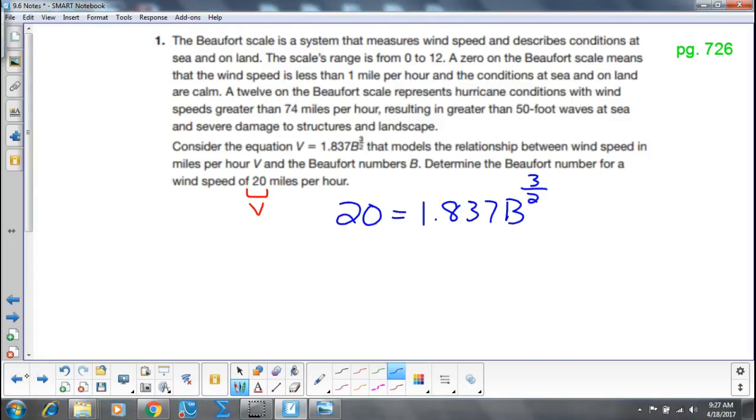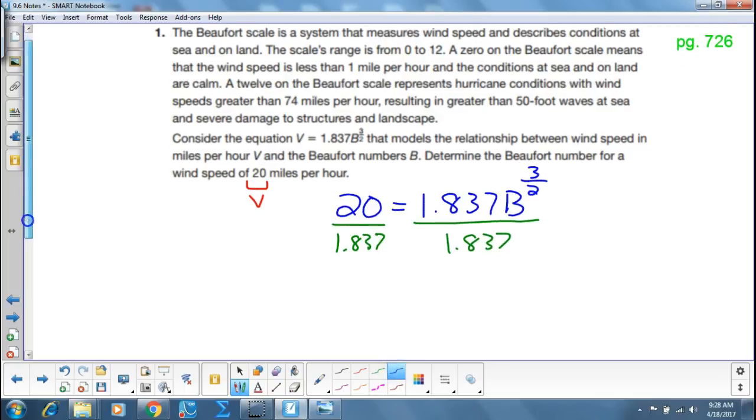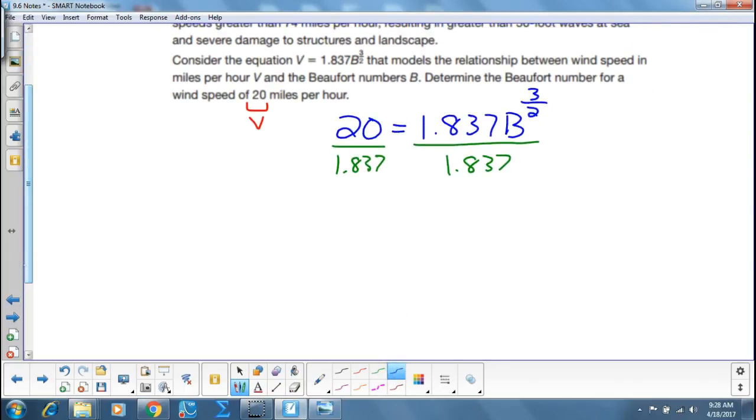What are we going to do first? Divide both sides by that 1.837 number. Now me, you know me, I'm a little different breed of cat. I'm going to leave it as 20 divided by 1.837. Are we allowed to use calculators in this situation? Well, I would hope so because it's going to be kind of ugly otherwise.